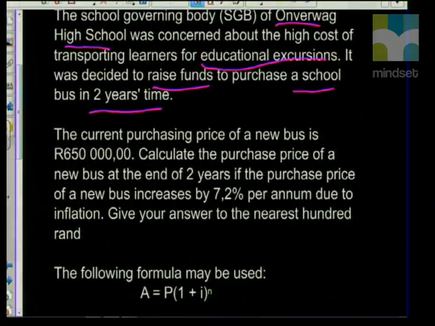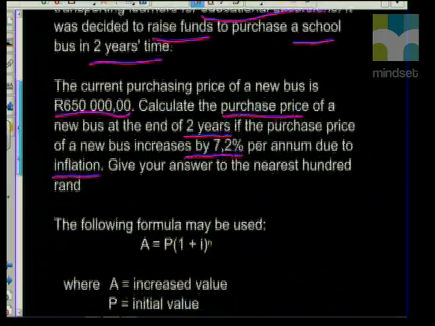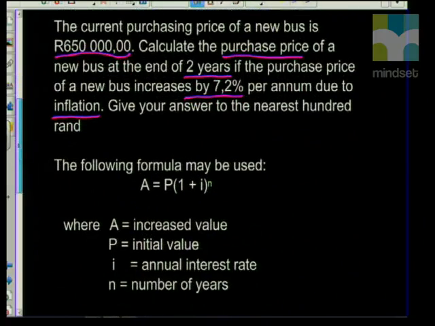The current purchasing price of a vehicle is 650,000. That's almost R1,000,000. What they're asked to do is to calculate the purchase price of a new bus at the end of 2 years. They're just projecting it. If the purchase price increases by 7.2% per annum. Now, guys, they can't be sure that this is going to be the price. They're just doing a projection. What we have to do is to calculate that increases due to inflation. We don't know what inflation is going to do. We've got to give our answer to the nearest 100 Rand.